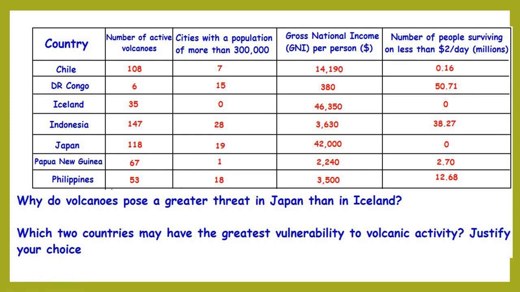All right, so why? So you're going to have to use your explaining words. It's a why question. Why do volcanoes pose a greater threat in Japan than in Iceland? Which 2 countries may have the greatest vulnerability? Which two countries, basically, are likely to have more people die if one of those volcanoes erupted? Justify your choice. So there's no right or wrong answer as such, but you have to explain why you think two countries that you choose are more likely to have lots of deaths than other countries in the list. So I'd like you to pause the video here a moment, copy out and answer those two questions, but you do not need to copy the data table.